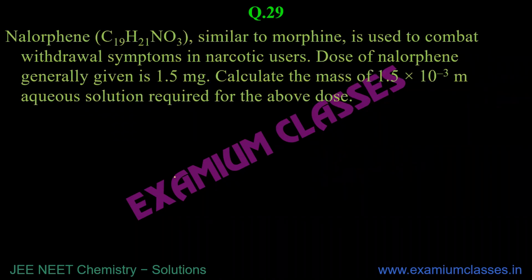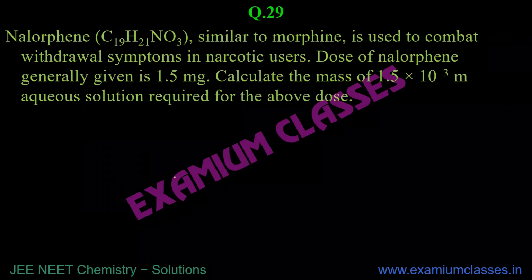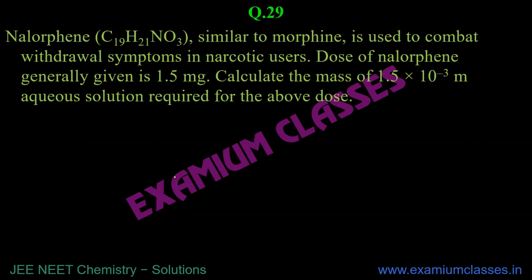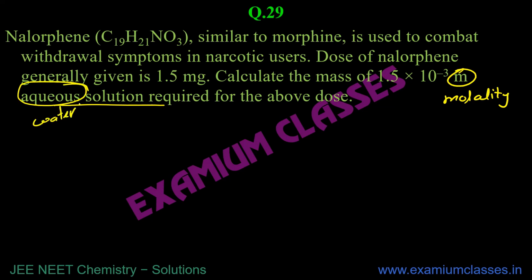Next one. Nalorphine, similar to morphine, is used to combat withdrawal symptoms in narcotics users. Dose of nalorphine generally given is 1.5 milligram. If it is in milligram, make sure that you convert it into grams. The calculations here are in grams. Calculate the mass of 1.5 into 10 power minus 3 m molality, given. Small m, lowercase m means molality. Aqueous solution means it is in water, required for the above dose.